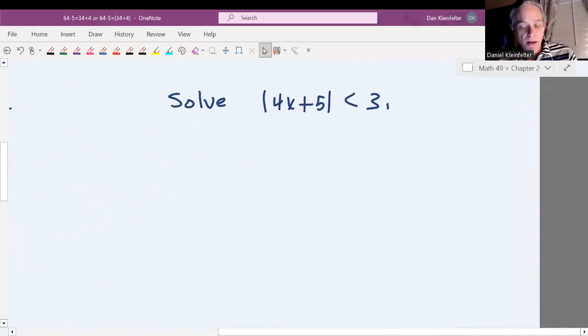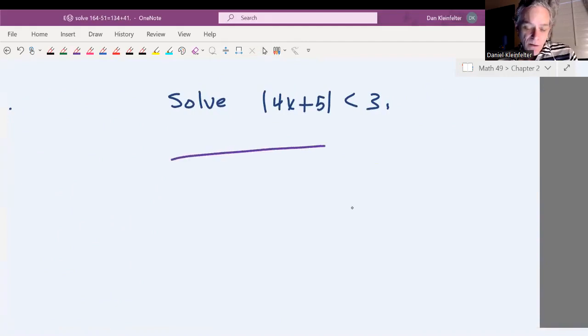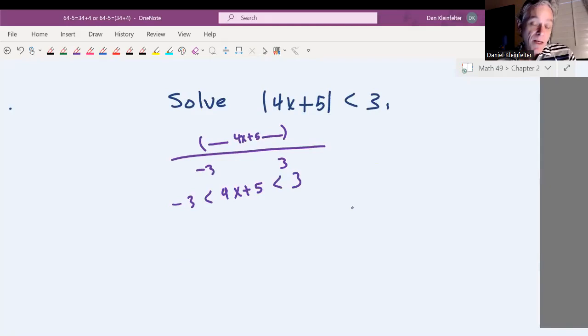Okay, here's one to try. Take a minute, pause the video, try this one yourself, and restart the video and see how you did. Okay, so for this one, 4x plus 5 is somewhere between -3 and 3, right? Its distance from 0 is less than 3 units. So we'll have -3 is less than 4x plus 5, and that is less than 3.